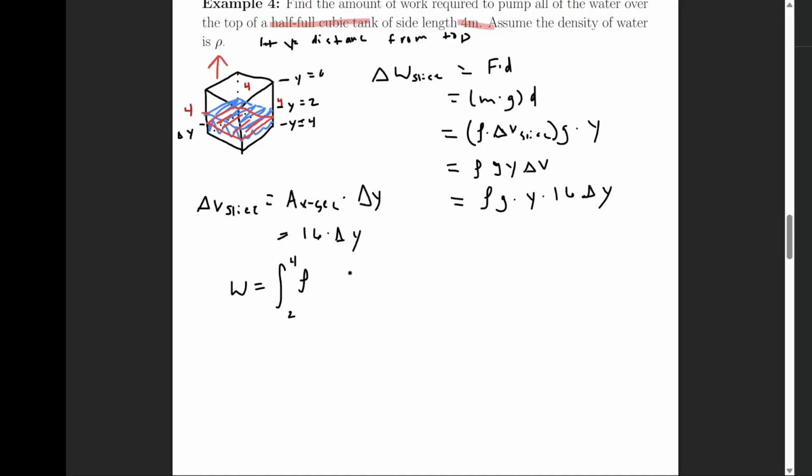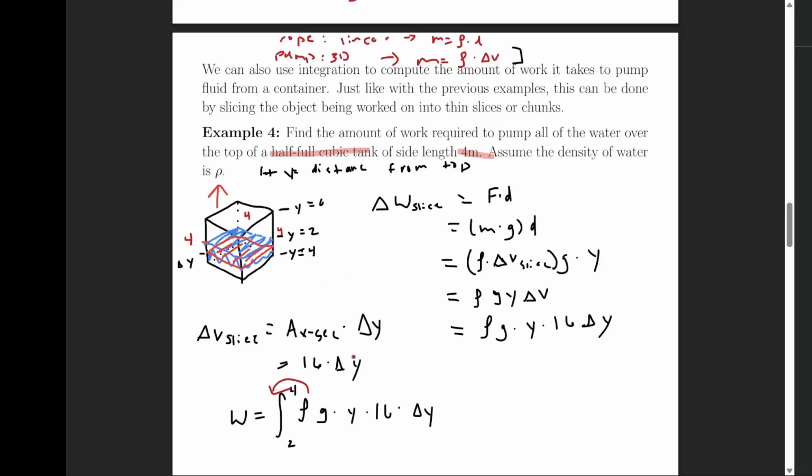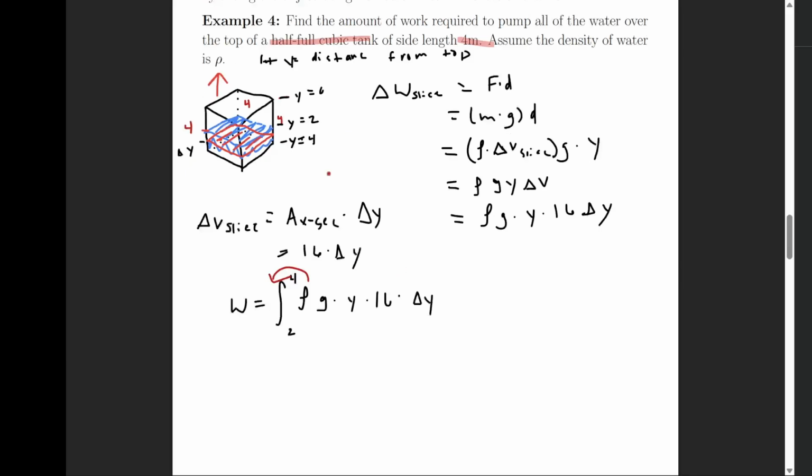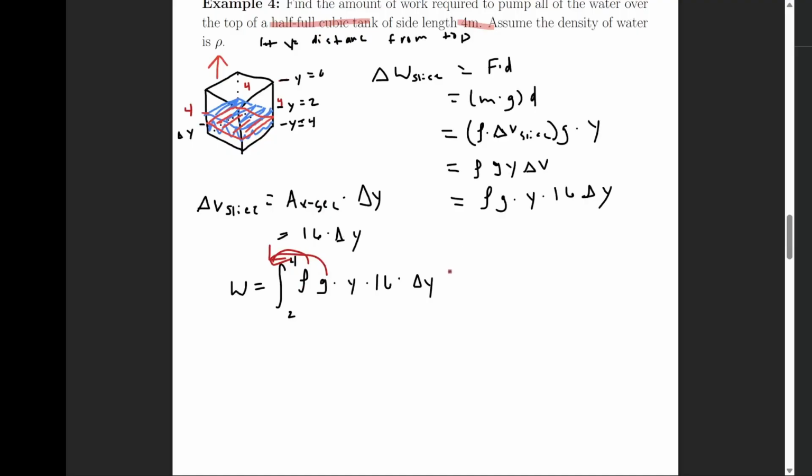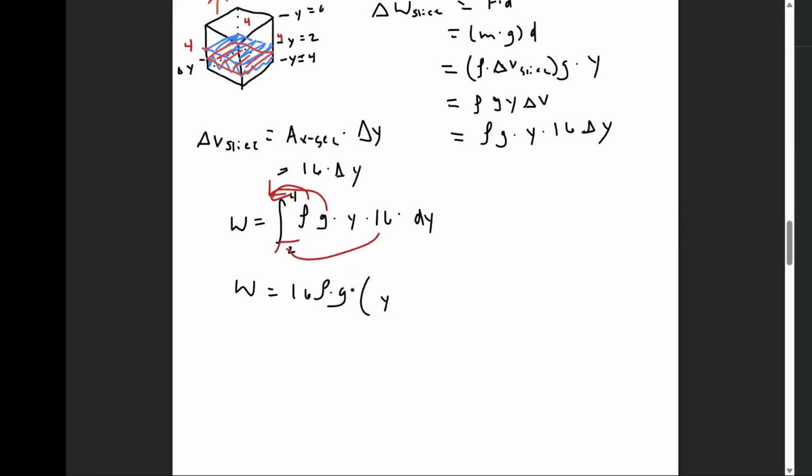So we got rho, g times y times 16 times delta y. Now we can take our constants out. They don't give us density, but density is a constant, and gravity is a constant, so we take those out and leave y, and we can take 16 out too, because that is a constant. So we can rewrite it as 16 times density times gravity times the integral of y dy. When you integrate y dy, it's y squared over 2, and then we integrate that from 2 to 4.